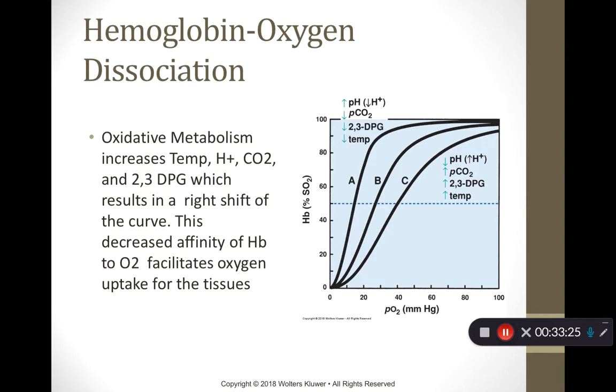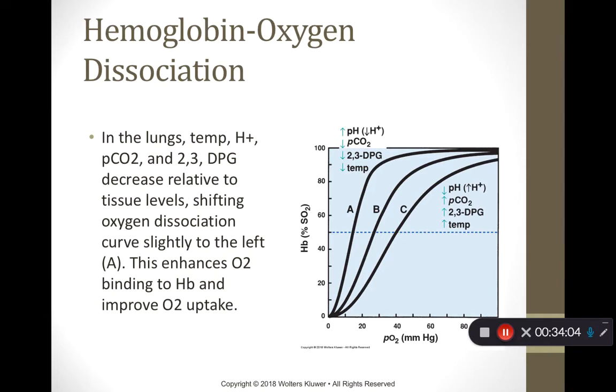And here you see A, B, and C. Curve B is the normal human curve. Curve A is blood with increased affinity, and C, blood with decreased affinity. So in oxidative metabolism, there are increases in temperature, hydrogen, CO2, and 2,3-DPG, and that results in a right shift of this curve. This is decreased affinity of hemoglobin to oxygen, which facilitates oxygen uptake for the tissues.